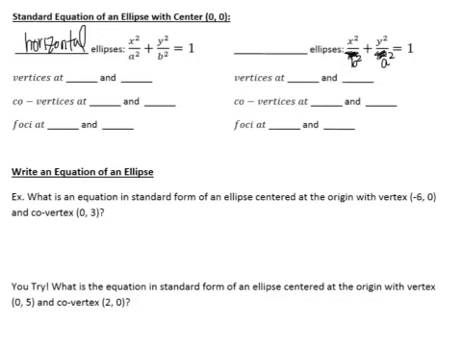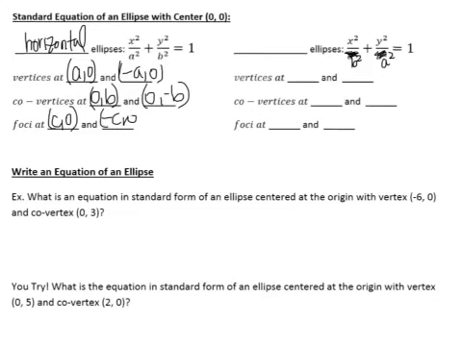Our vertices, again, this is going to align with the picture that we just saw. Our vertices will be at a, 0, and negative a, 0. Now our co-vertices, since they're on the minor axis, will be at 0, b, and 0, negative b. And our foci are going to be at c, 0, and negative c, 0.